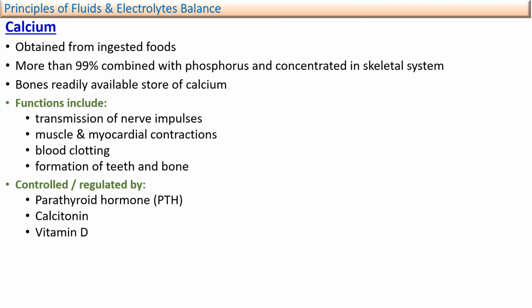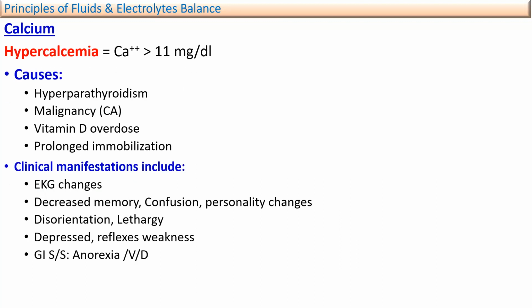Calcium is important for the transmission of nerve impulses, for muscle and myocardial contractions, blood clotting, and formation of teeth and bone. What controls the calcium level within range? Three main substances: PTH hormone, calcitonin, and vitamin D. So you have two hormones and one vitamin: PTH, calcitonin, and vitamin D.